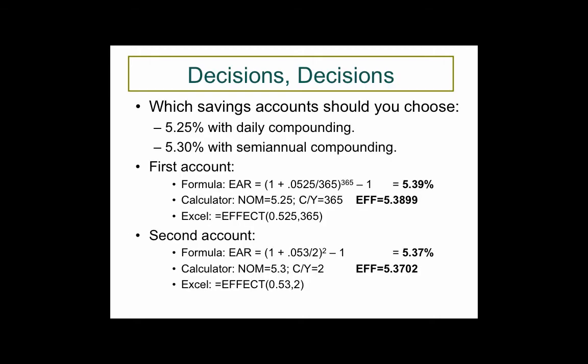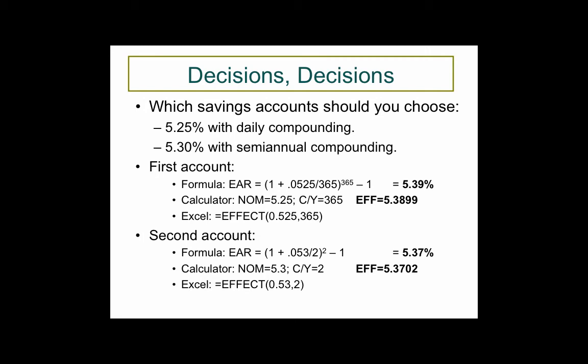So let's look at some decisions you might have to make. Which savings account should you choose? A 5.25% savings account that has daily compounding, or a 5.3% savings account with semi-annual compounding? If you're trying to find some way to compare these, the way is to find the effective annual rate for each one of these accounts, and those are the numbers that you can effectively compare to each other. So we're looking for the effective annual rate here.